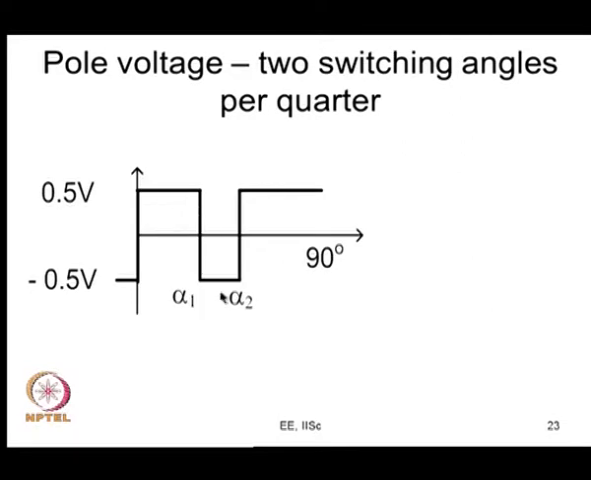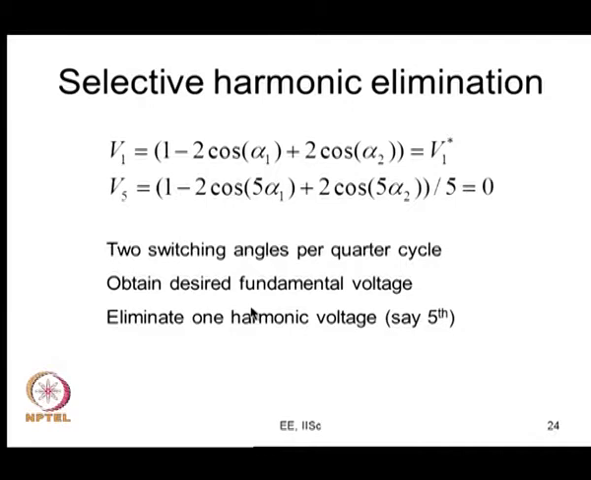For the elimination of harmonic voltages, we had considered the simplest case where we have 2 switching angles per quarter. So, you have 2 independent variables. With only one independent variable you can control only the fundamental voltage. With 2 angles you can control one fundamental voltage and one other harmonic voltage, and controlling a harmonic voltage means you could possibly eliminate that harmonic voltage, make it equal to 0, right.